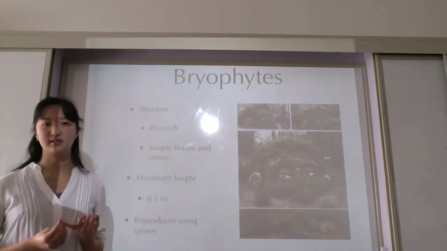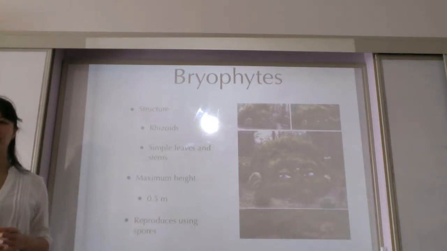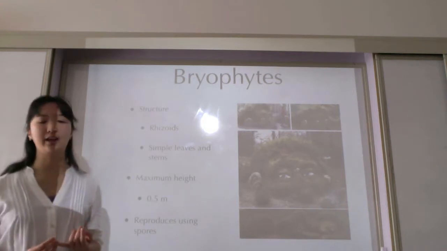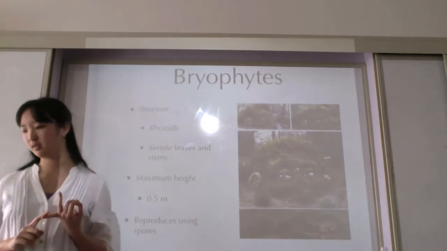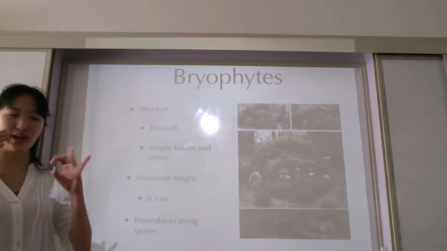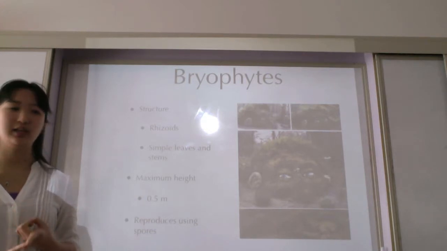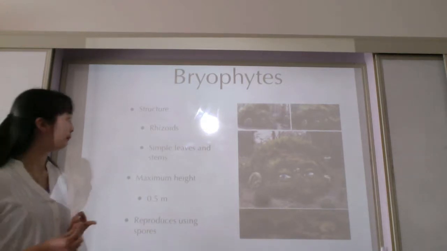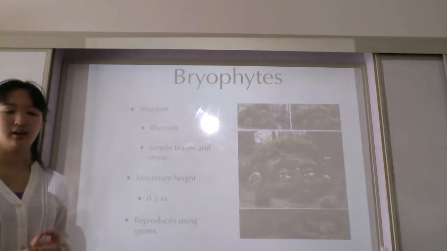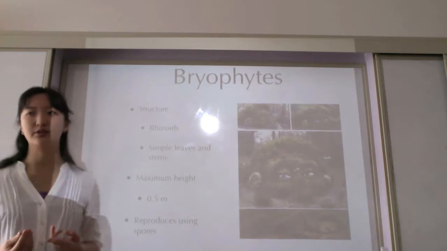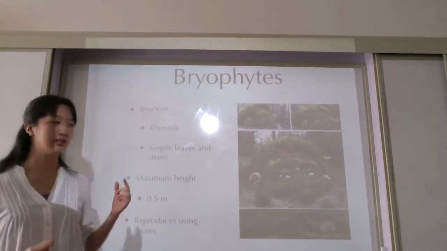Bryophytes are basically mosses. Like you can see in the picture, there's a stone with a lot of moss growing on it. They're very popular for garden decoration. Bryophytes do not have roots. Instead, they have root hair-like structures called rhizoids, and they have very simple leaves and very simple stems. Their maximum height is only 0.5 meters, and they reproduce using spores that grow in little capsules on the end of the stem.